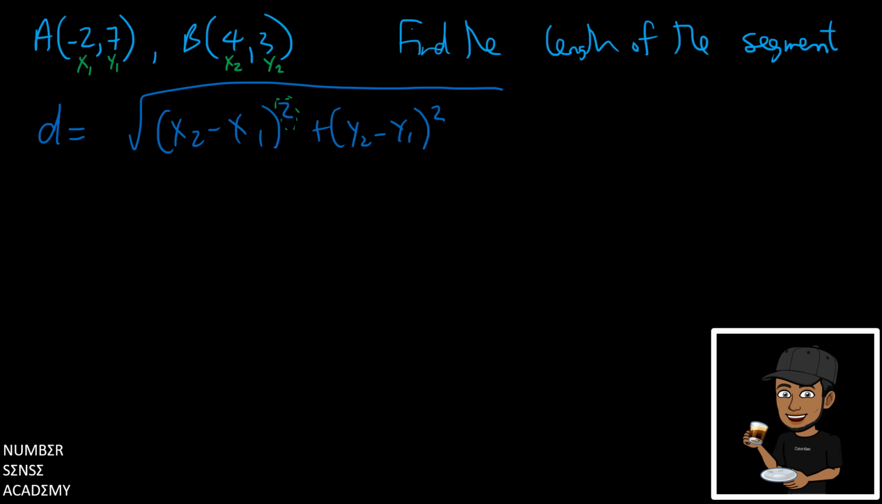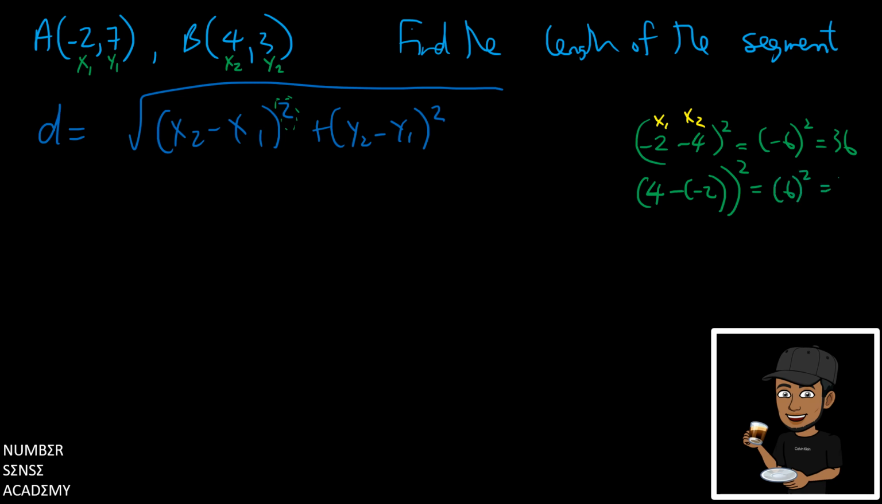So if I say negative 2 minus 4 squared, that's going to be negative 6 squared, which is 36. Okay, so if I switch the order, so this is my x1, this is my x2. Now I'm going to switch the order. So if I go 4 minus 2, that's going to be equal to 4 plus 2, which is 6. And I square it, I still end up with 36.